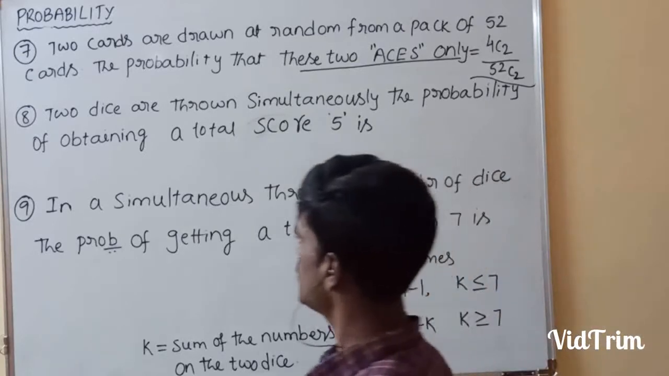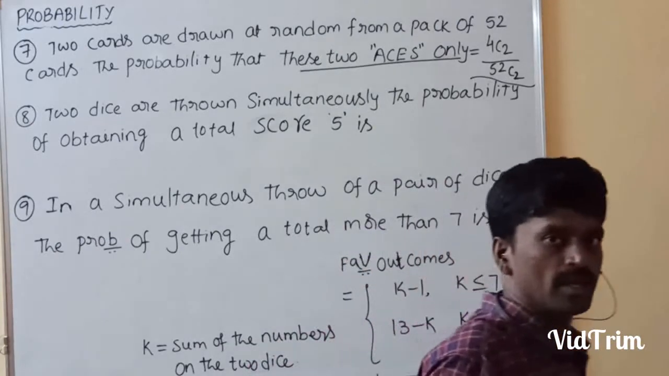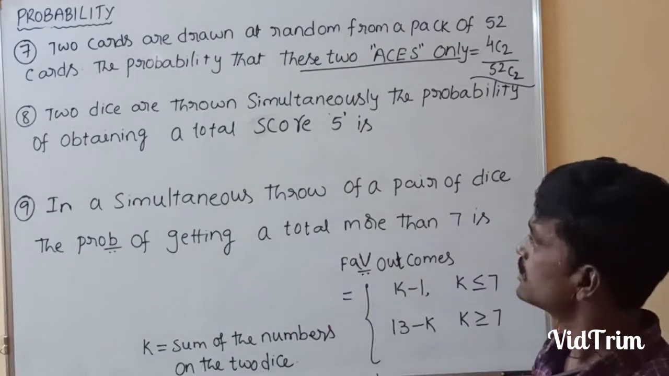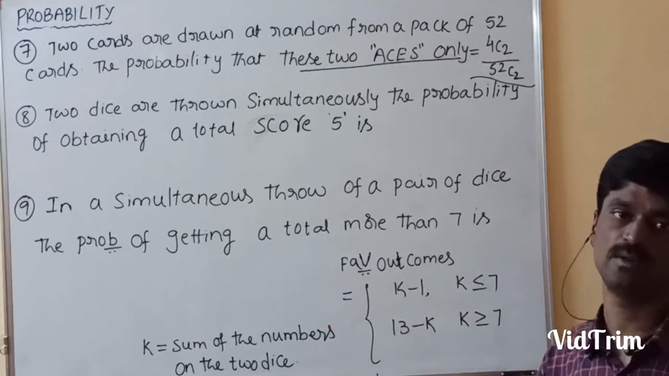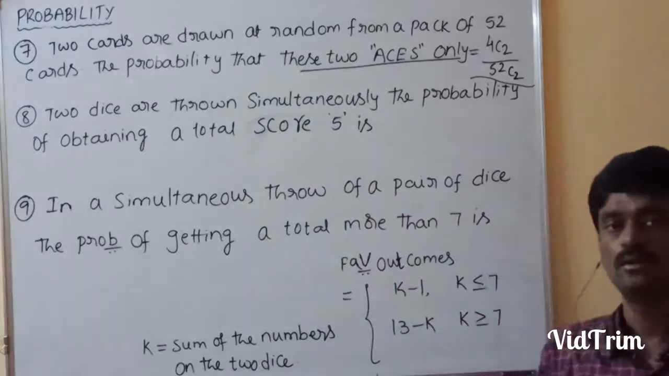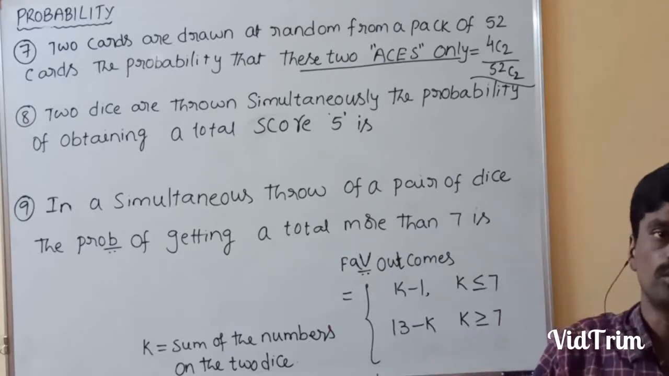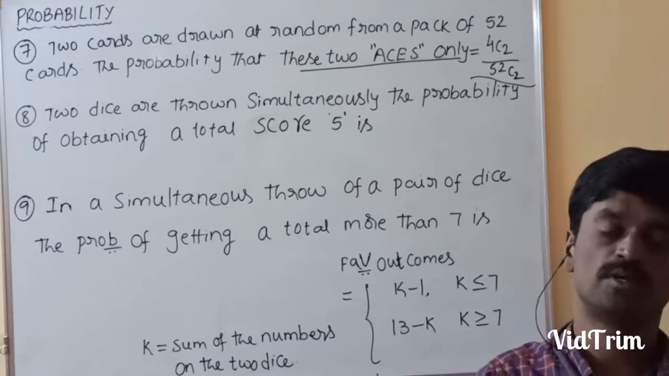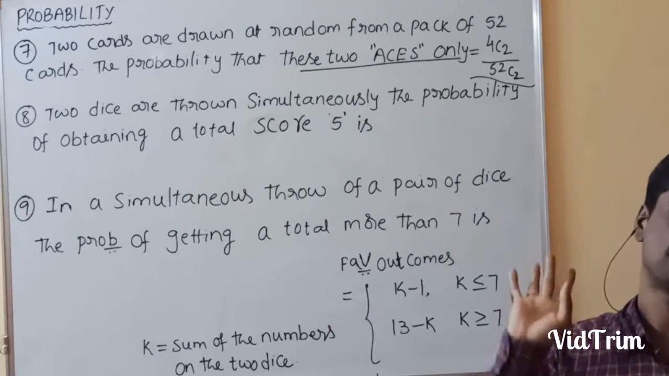Okay. Next. 8 and 9 both are related to throwing 2 dice simultaneously. So both the 8th and 9th problems are throwing 2 dice simultaneously. When we throw 2 dice simultaneously, the total number of outcomes is 6 into 6. How many? 36 outcomes you will get.